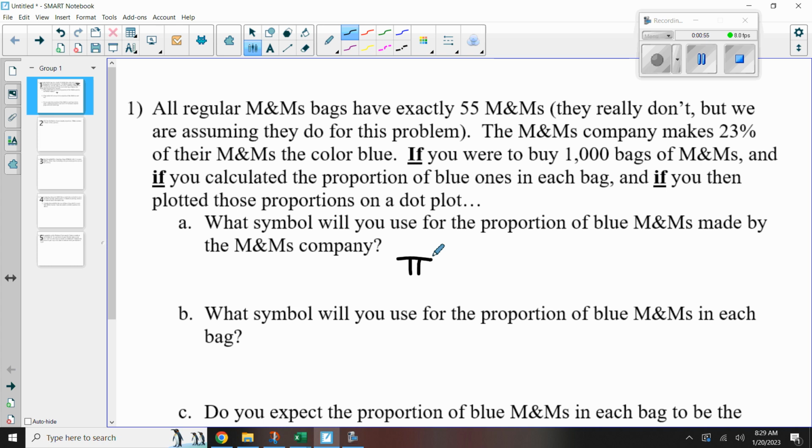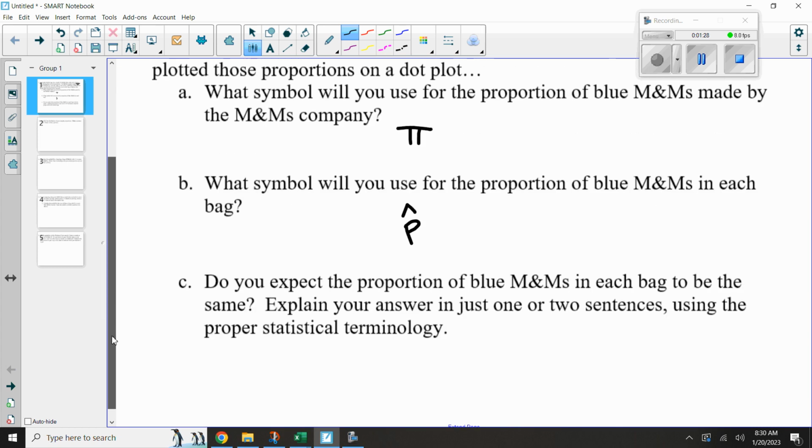What symbol will you use for the proportion of blue M&Ms in each bag? So I was looking at a bag of M&Ms, and this is a bit of a tip-off for what's coming, because we know that it's going to be a statistic, and we should know that the symbol is p hat. P hat is the proportion for a sample, because statistics come from samples. Notice it says that the sample is blue M&Ms in each bag. In each bag. Okay, why is that important? You'll see in a minute.